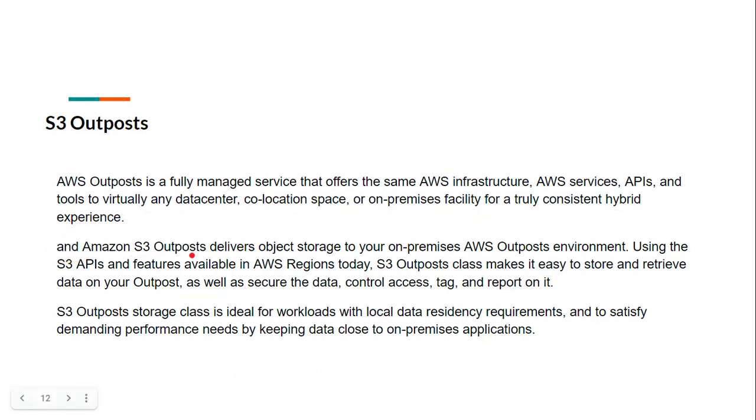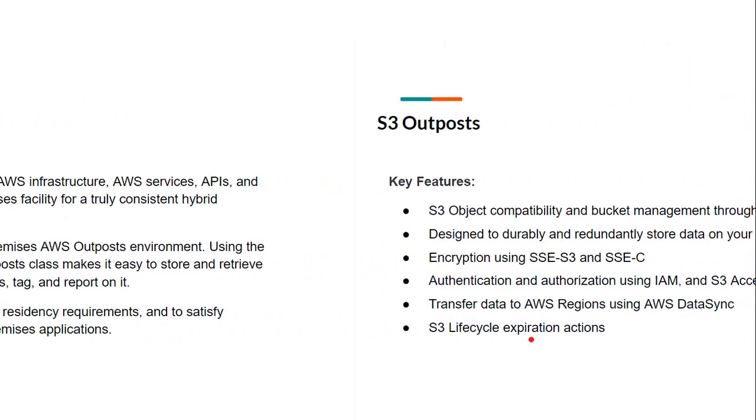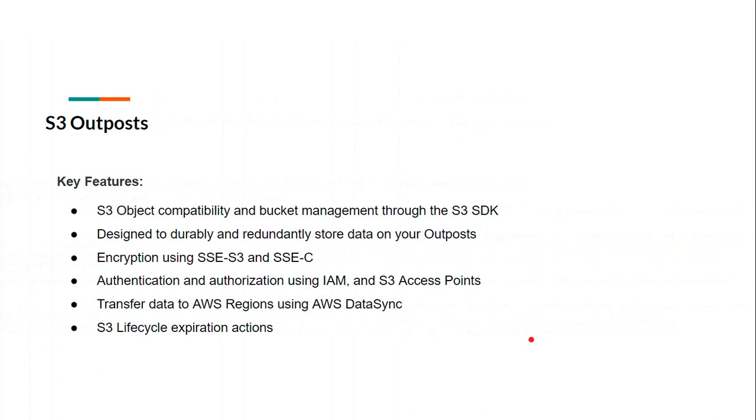And Amazon S3 Outposts delivers object storage to your on-premises AWS Outposts environment. Using the S3 APIs and features available in AWS regions today, the S3 Outposts class makes it easy to store and retrieve data on your Outpost, as well as secure the data, control access, tag, and report on it. The S3 Outposts storage class is ideal for workloads with local data residency requirements and to satisfy demanding performance needs by keeping data close to on-premises applications. Let's have a look at key features of the S3 Outposts class.